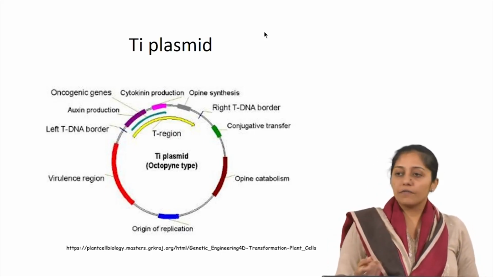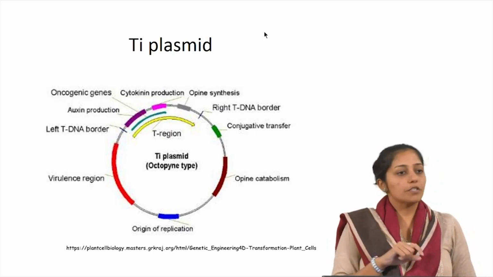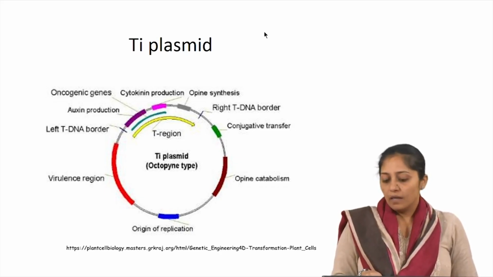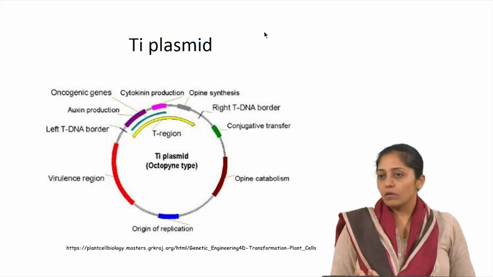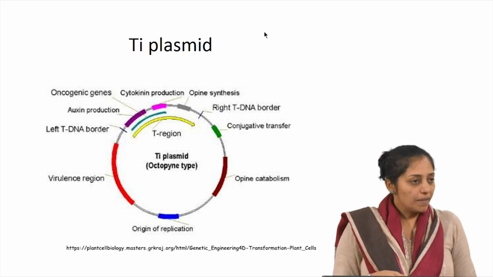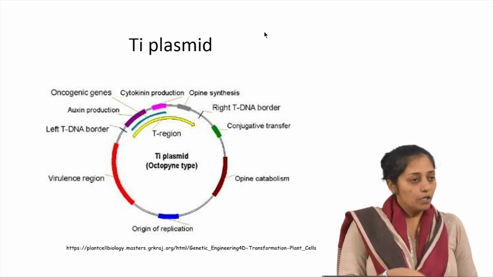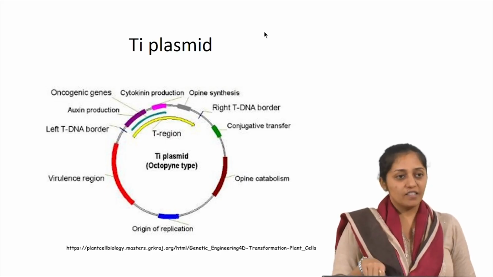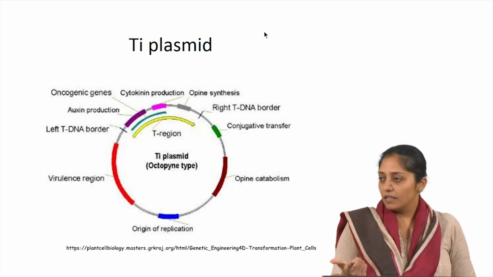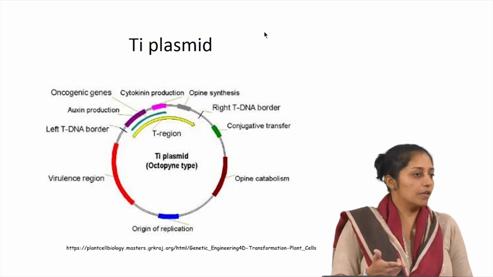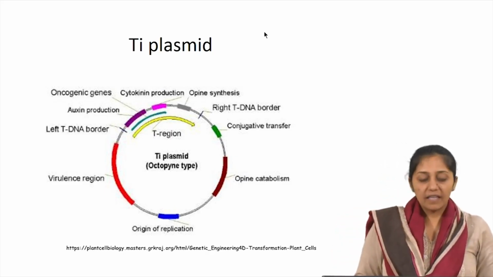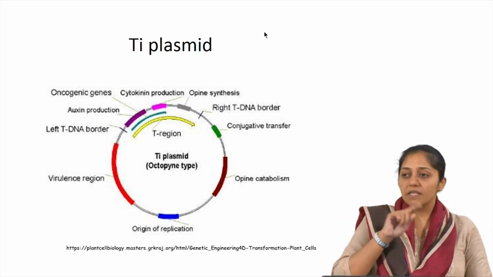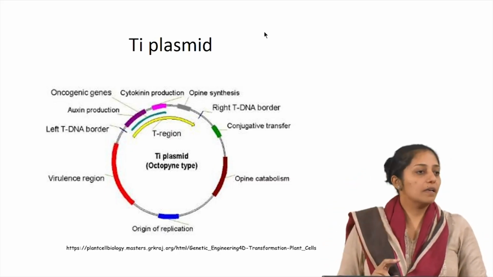Then conjugative transfer, as I told you, is the region responsible for conjugative transfer. Then opine catabolism genes are also present. Origin of replication is present. Virulence region is present. So the tDNA does not contain these other genes, neither the catabolism genes, nor the origin of replication, nor the virulence genes. That is why when we say disarmed plasmid, it means the tDNA region has been taken out and replaced.